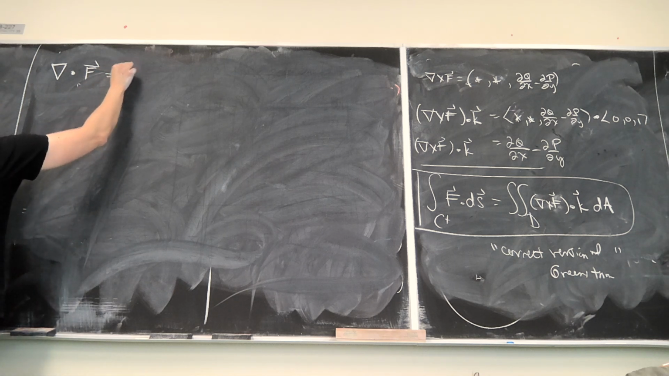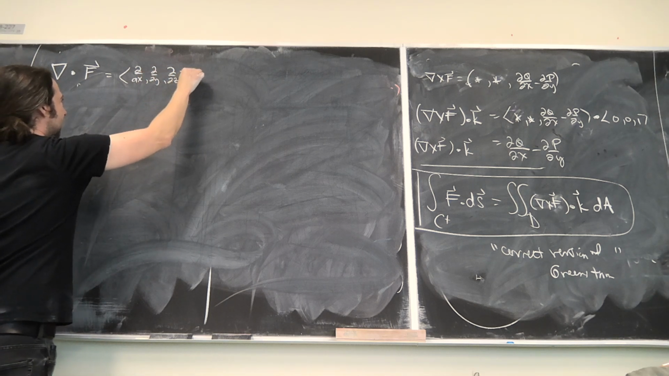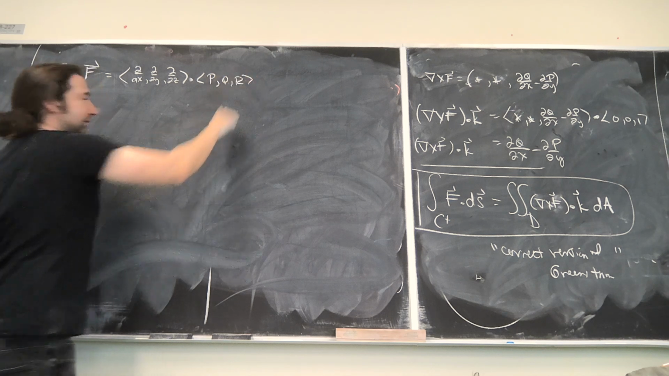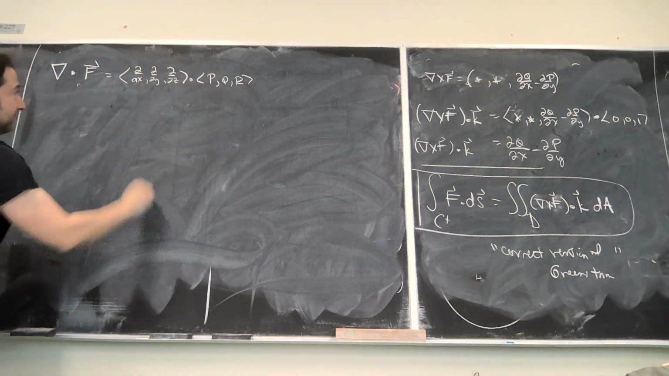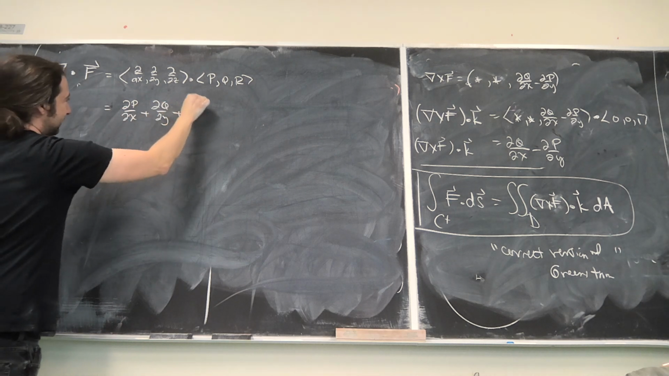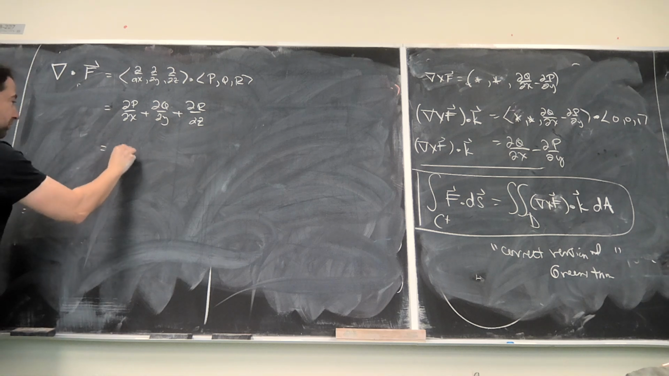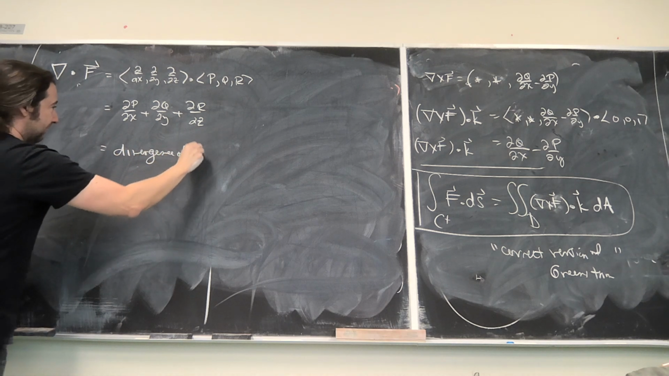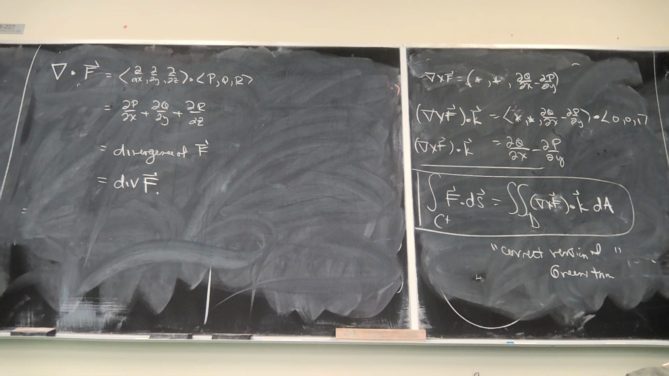Del dot f is equal to d by dx, d by dy, d by dz, and I'm going to take the dot product with the vector field p, q, r. So the dot product says you're supposed to multiply all the entries and then add them up, right? So this turns into dp dx plus dq dy plus dr dz. So I told you nothing about what this measures. I will though. Nor what it's called. So this actually turns out to be called the divergence of f, and the short name for this is div. So the divergence of f is del dot f.